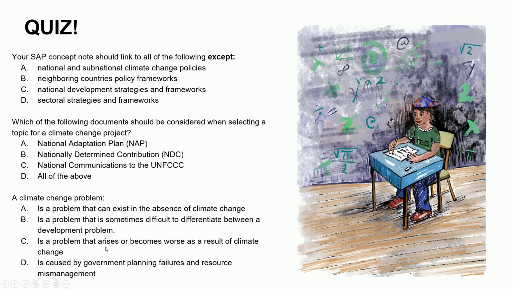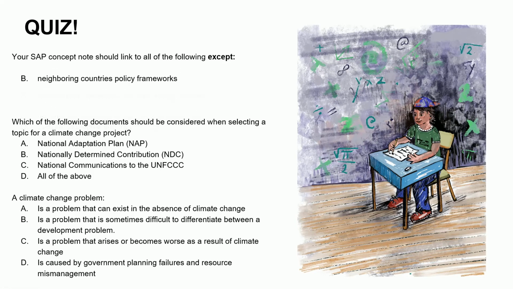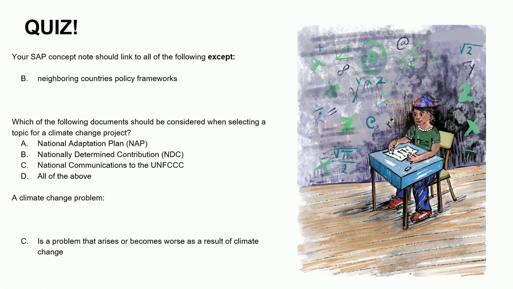C, is a problem that arises or becomes worse as a result of climate change. That's a pretty good definition of a climate change problem. A climate change problem is a problem that arises or becomes worse as a result of climate change. That one looks good. But let's go to the last one. Is caused by government planning failures and resource mismanagement. Well, that's not a climate change problem, I don't think. Climate change problems are caused by climate change. So I think the best answer is C here. So let's check. There, C is the one that's left. So C is the correct answer.